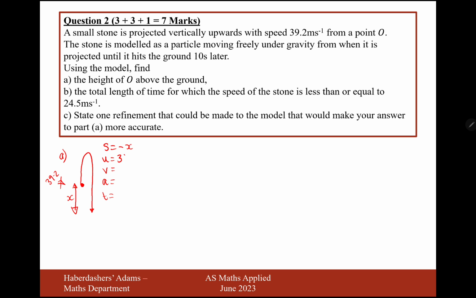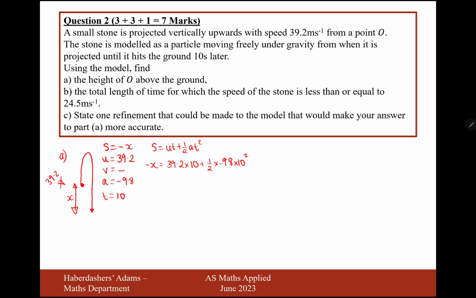U is going to be 39.2. Not interested in the velocity that it hits the ground at, so I'm going to leave that blank. The acceleration is minus 9.8 because upwards is positive and it's accelerating down to the ground, and it hits the ground 10 seconds later. So we're going to use s equals ut plus half at squared. So we're going to get minus x equals 39.2 times 10, add half times minus 9.8 times 10 squared.